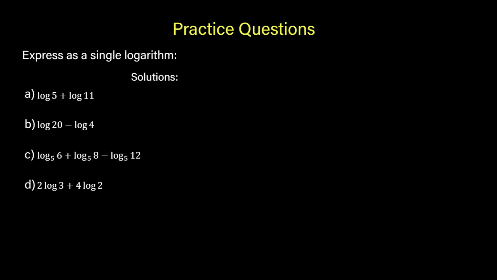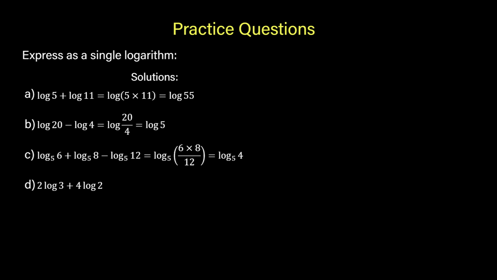Solution. A. The expression equals log of the product of 5 and 11, which equals log of 55. B. The expression equals log of 20 divided by 4, which is log of 5. C. The expression equals log of 6 times 8 divided by 12, to the base of 5, which equals log of 4 to the base of 5. D. 2 log of 3 can be written as log of 9, and 4 log of 2 can be written as log of 16. The sum of 2 logs equals log of the product of 9 and 16, which equals log of 144.